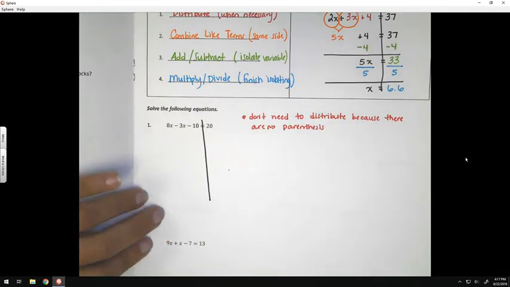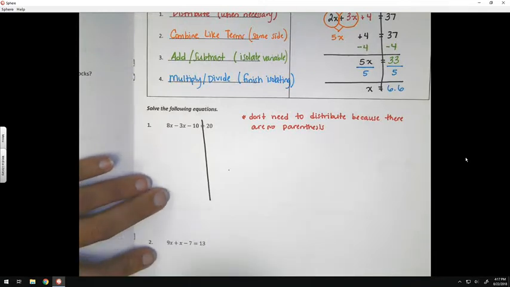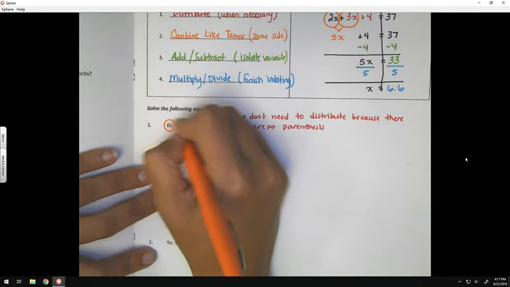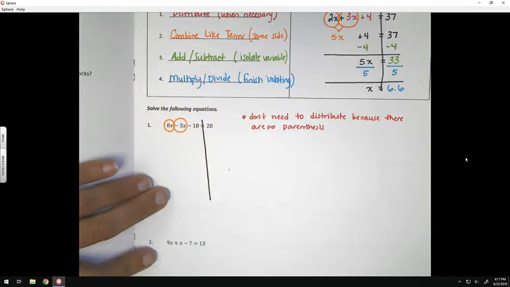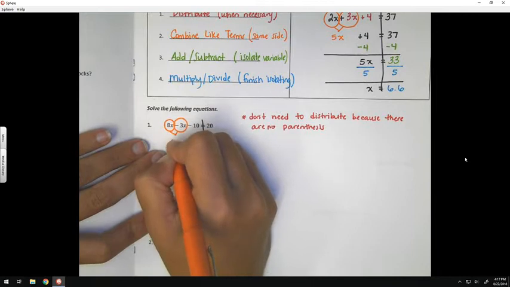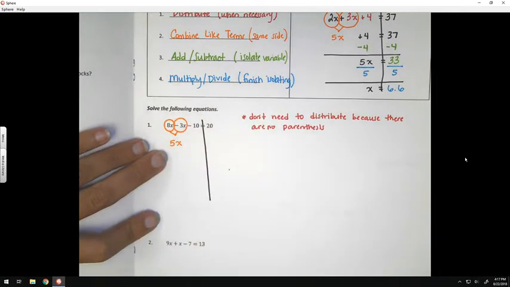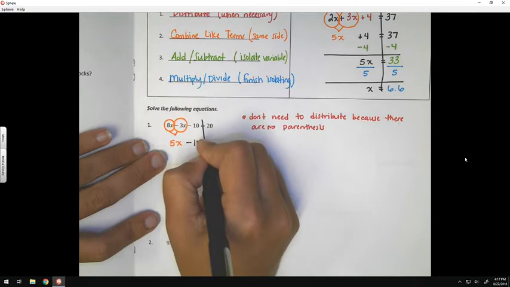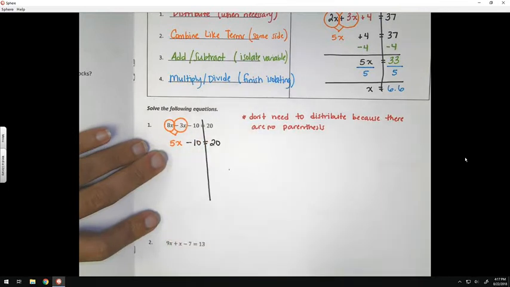So the next thing I would check is, can I combine any like terms? Now on the left side of this equation, I've got an 8x and a minus 3x, which are like terms. So 8 minus 3 would give me 5x, and I'm just going to drop down the rest of the equation. So minus 10 equals 20.